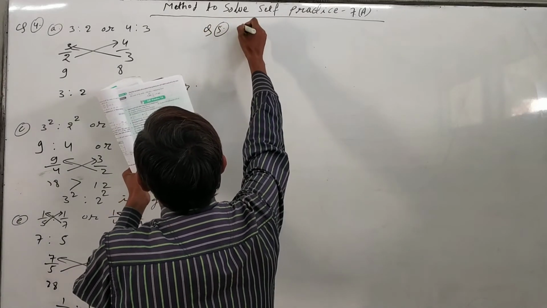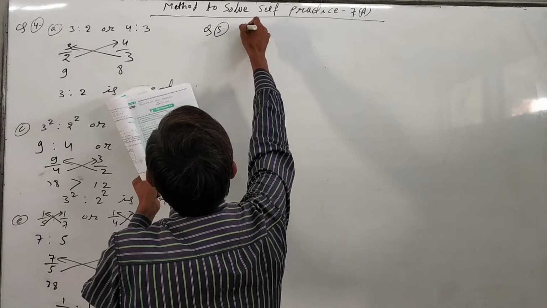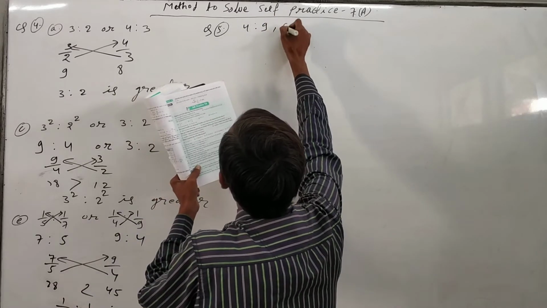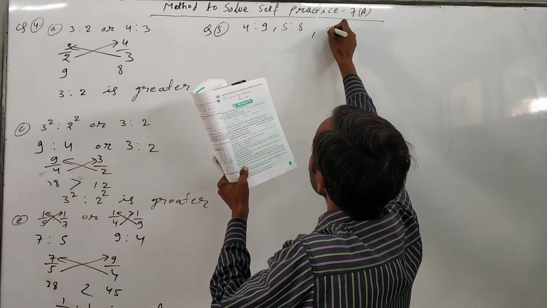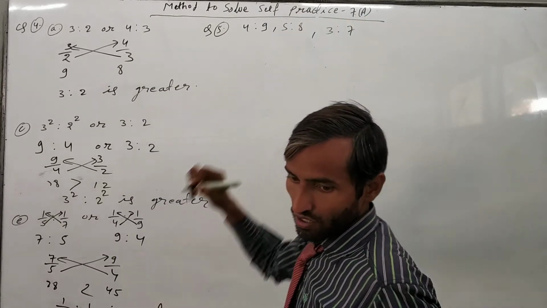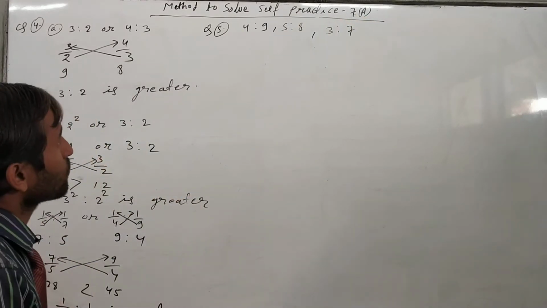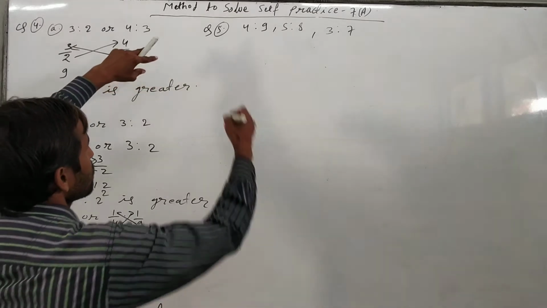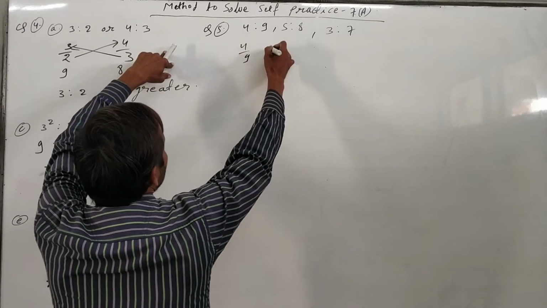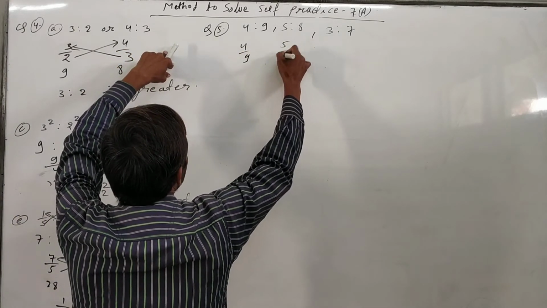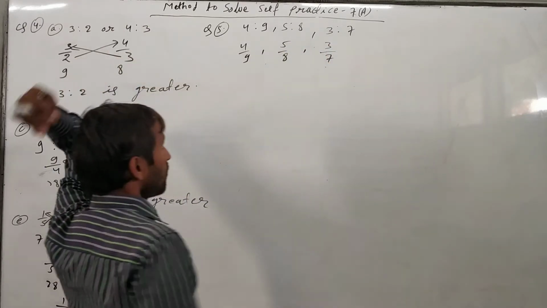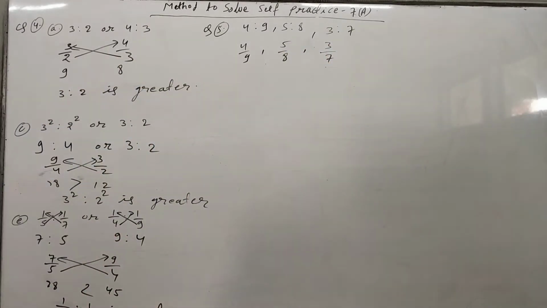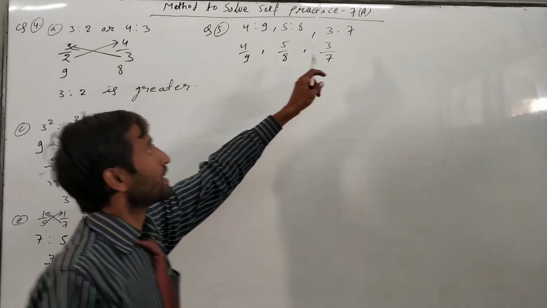Question number 5: 4 is to 9, comma, 5 is to 8, comma, and 3 is to 7. We have to check which is greater. First of all, you have to convert into fractions. So it will be 4 upon 9, then 5 upon 8, and then 3 upon 7. Now we have to take the LCM of 9, 8, 7.